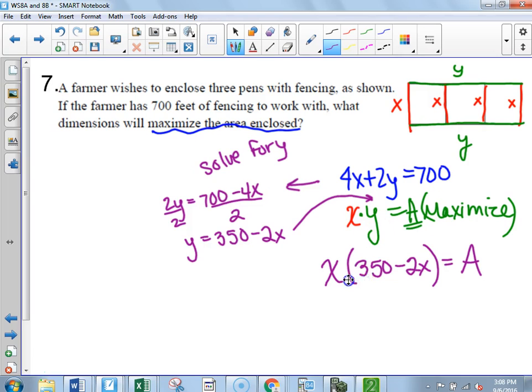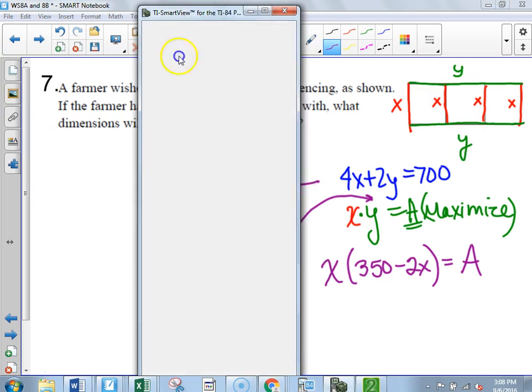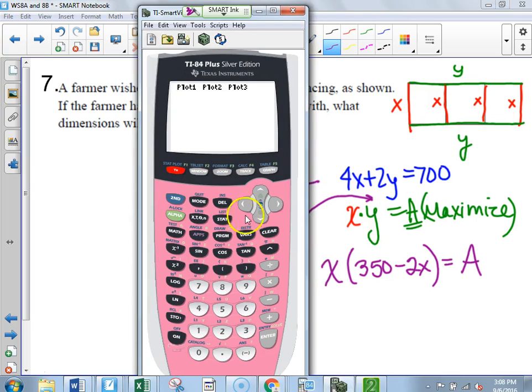So we can type it in our calculator and find the maximum. We're not finding an intersection point this time. We're finding the maximum. You can distribute it if you want, or you can type it just the way it is. So really putting in one equation, x times 350 minus 2x. And we want to maximize this. Okay, what's an appropriate window this time?